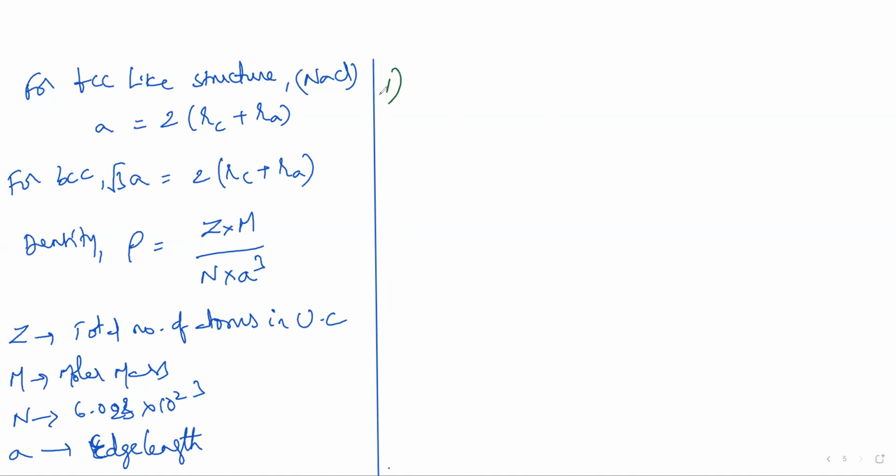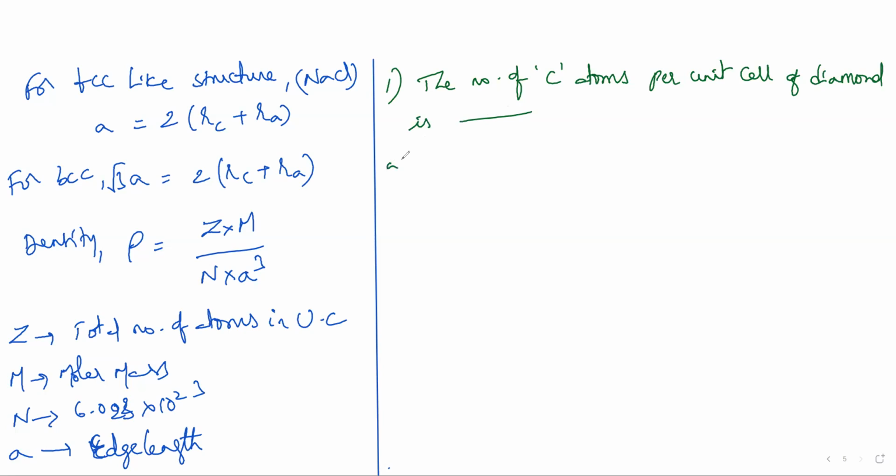First question. The number of carbon atoms per unit cell of diamond is, options are 6, 1, 4, 8. So we need to find out the number of carbon atoms.